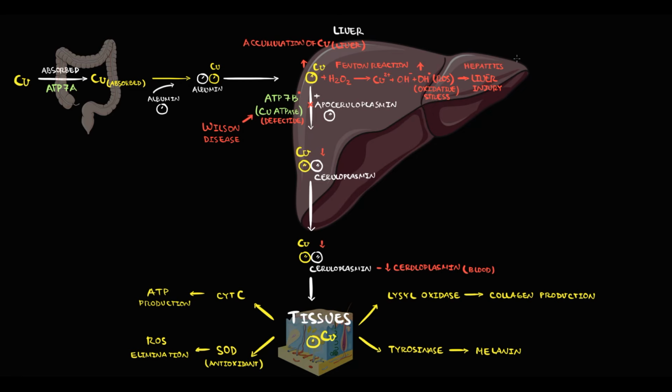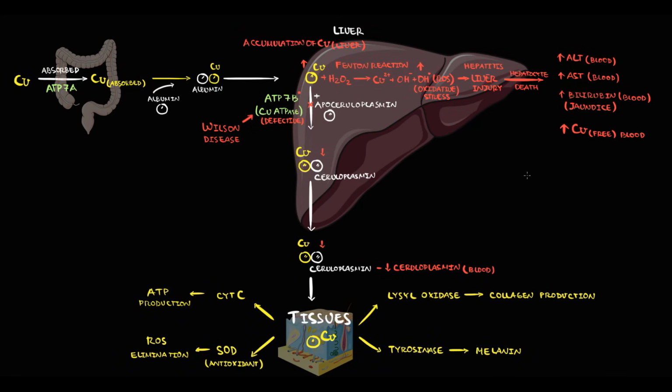With liver injury, hepatocytes die and their internal content begins to leak into the blood. So death of hepatocytes will cause an increase in ALT level and an increase in AST level. Also bilirubin level will increase. Increase in bilirubin level will cause jaundice, and also this massive amount of accumulated copper that was stored inside the hepatocytes will finally enter into the blood, which will cause an increase in free copper level in the blood.